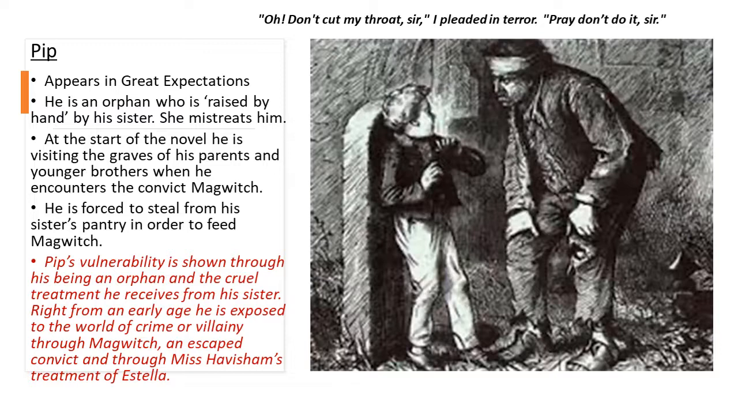Right from an early age, he is exposed to the world of crime or villainy through Magwitch, an escaped convict, and through Miss Havisham's treatment of Estella. So again, please do add to your notes with what's on the slide.